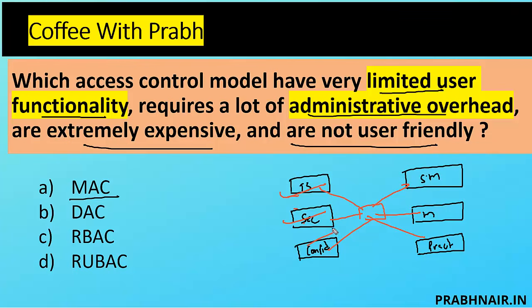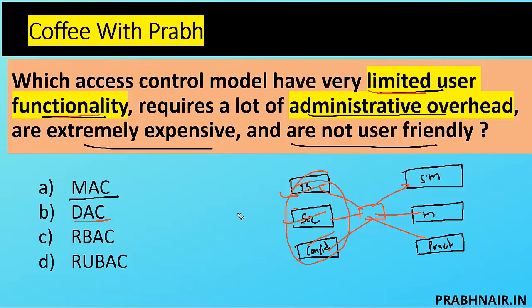There is no option to customize. If we keep adding more and more data, we are limited to adding it in these areas only. That's why the question says which access control model has very limited user functionality, requires a lot of administrative overhead, and is extremely expensive. MAC is very expensive. One more example you can take is Linux: any activity you want to do, you need to run a sudo command. In Microsoft, if you want to run any kind of activity, you need to run it as admin. That is a perfect example of mandatory access control.